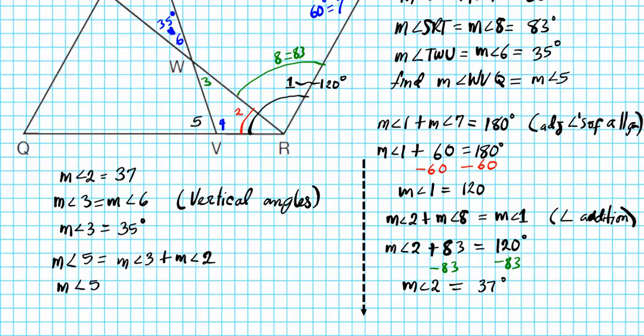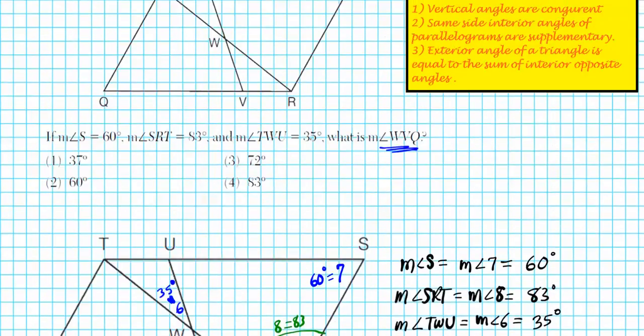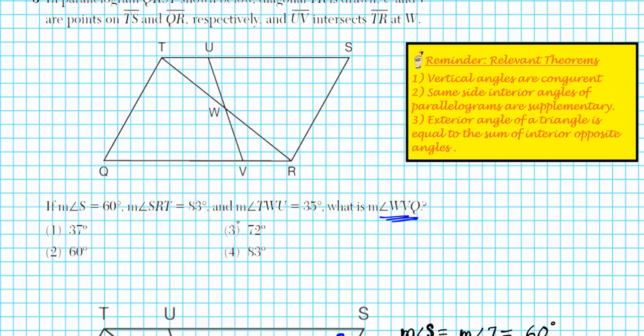All right, so measure of angle 5 is measure of angle 3, which is 35, plus measure of angle 2, which is 37. If you add these two angles together, you end up with 72 degrees. Our answer for number 3 is option number 3.